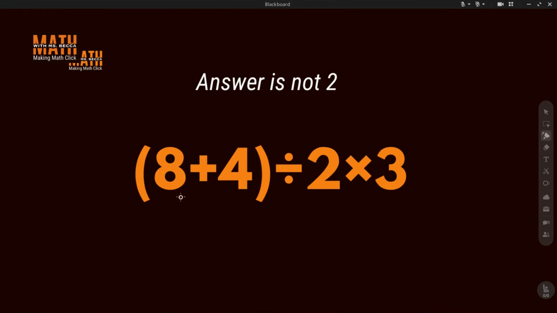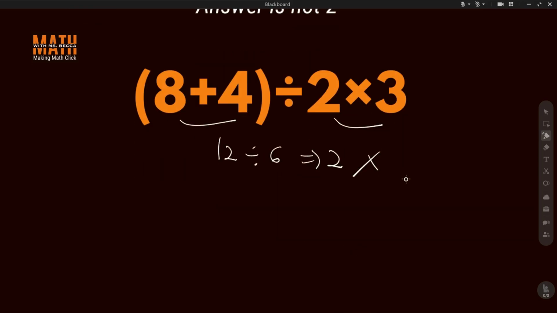8 plus 4 is 12. Then divided by 2 times 3 is 6. This will give 2, but this is wrong. It's not the correct way to solve it.